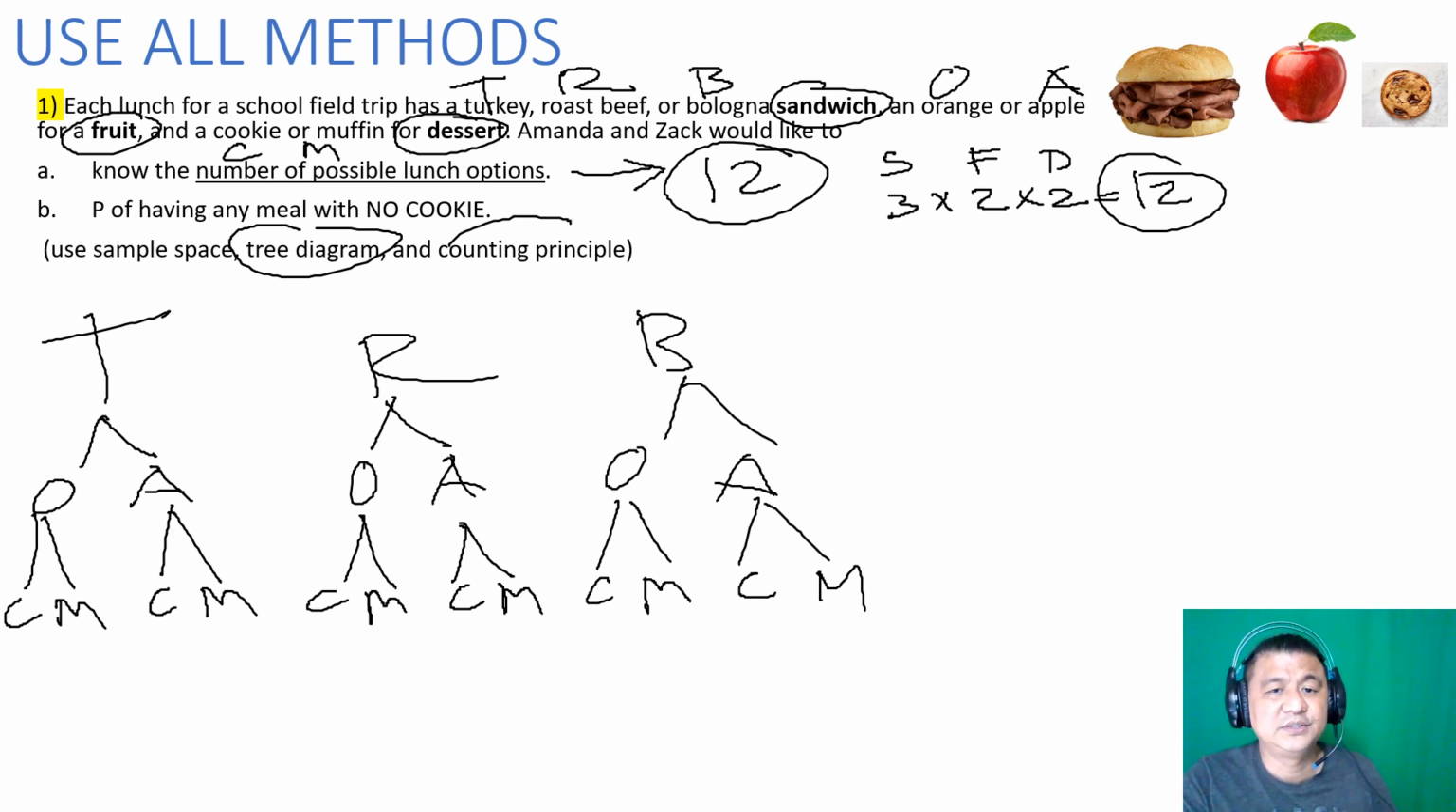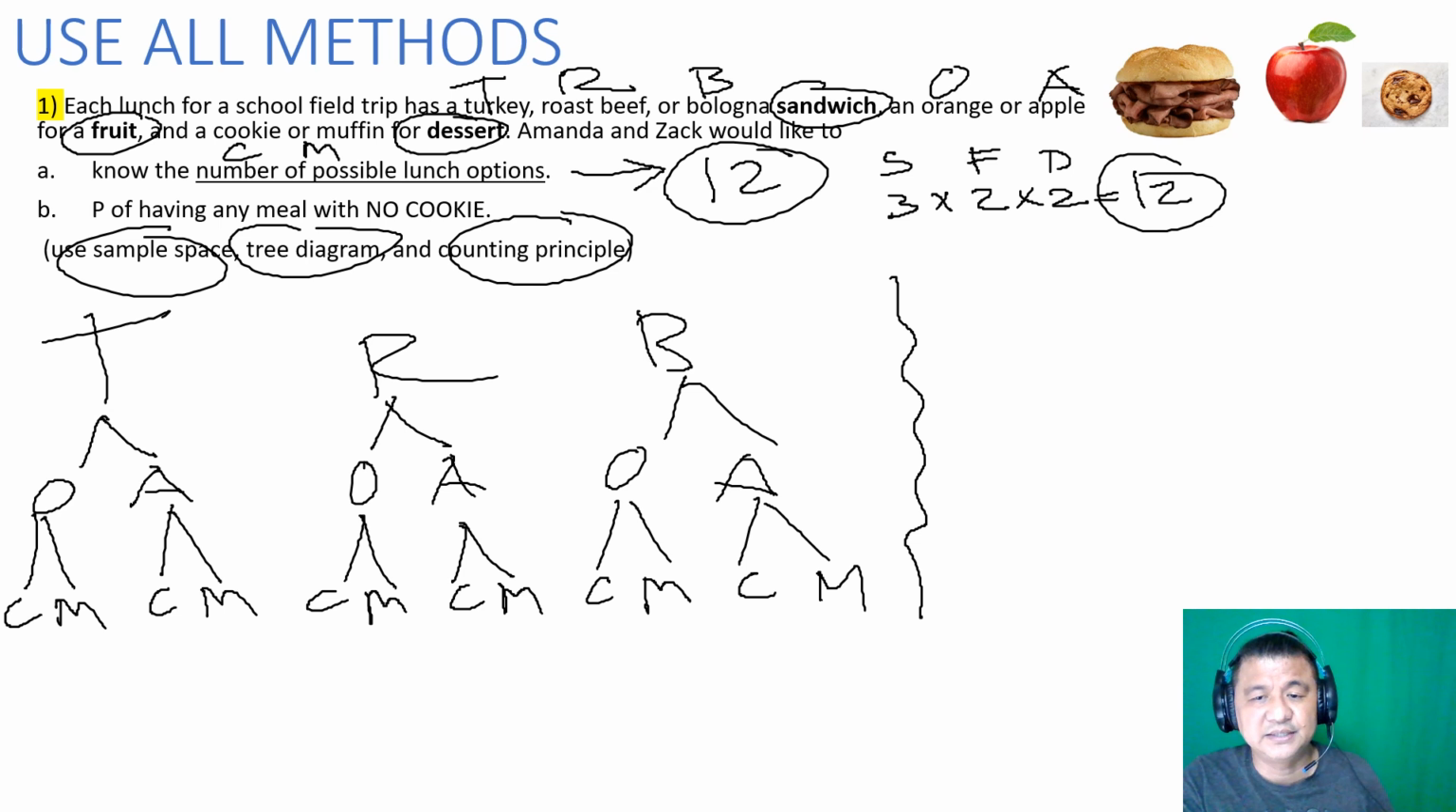Okay, so we did the counting principle. We did the tree diagram. We used the sample space. Oh, this is the tree diagram. A sample space would look like this. So we list down all the combinations. How do I read that? Turkey, orange, cookie, right? Or it could be turkey, orange, and muffin. Turkey, apple, cookie, turkey, apple, muffin.